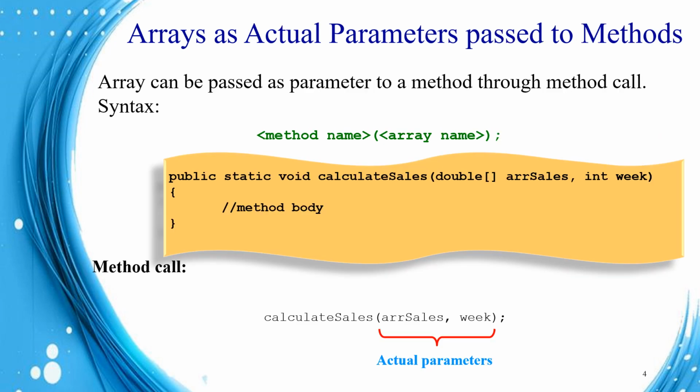How to call the method? Similar as before, we will write the array name as the parameter. As our method has two formal parameters, to call the method, we will write calculateSales(sales, week), where the first parameter is an array, the second one, which is week, is an int. calculateSales has no return type as it is void.